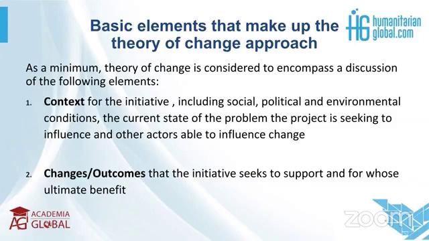And this includes the social, the political, the environmental, technological, legal, we know all these concepts, the current state of the problem the project is seeking to influence, and other actors who are able to influence change. Again, when you look at methods like outcome mapping, you'll be able to see the three spheres of influence. You have your sphere of concern, you have your sphere of influence, and you have your sphere of control. So you want to look at who are these actors who are likely to influence change in this particular context. Is it the members of parliament?